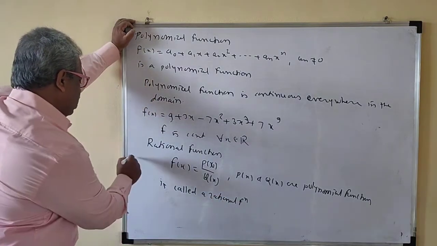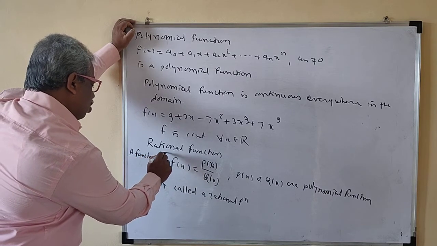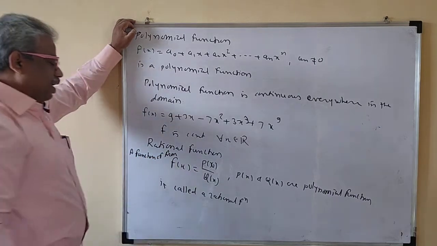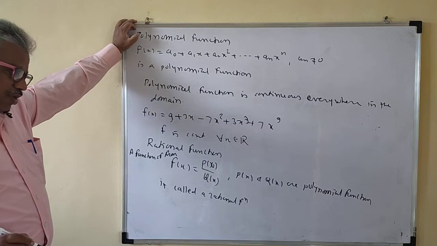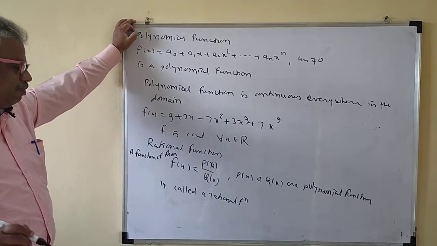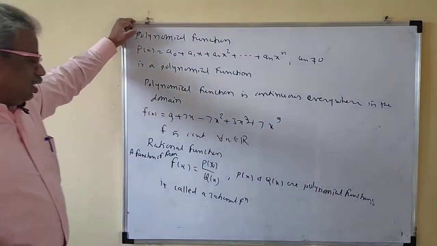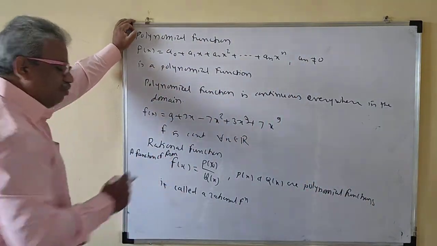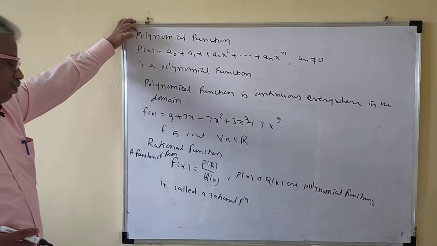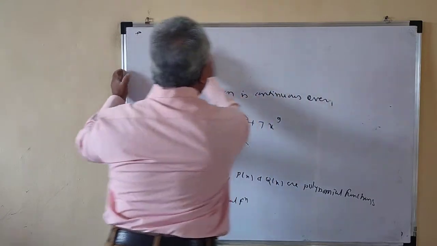A function of the form f(x) = P(x)/Q(x), where P(x) and Q(x) are polynomial functions, is called a rational function. Okay. And what about the continuity of the rational function?